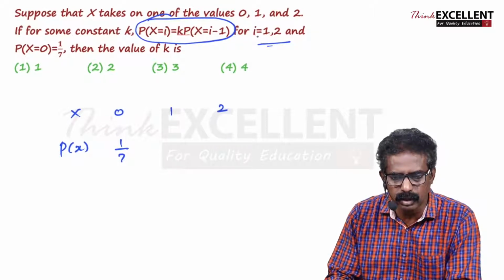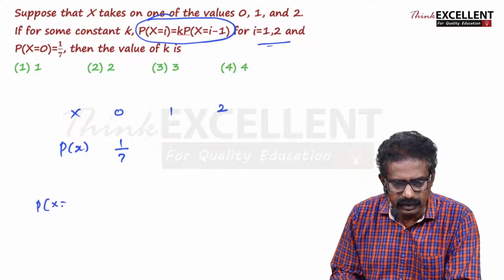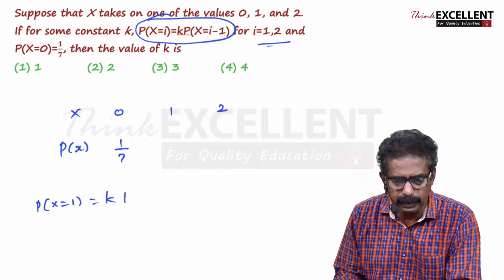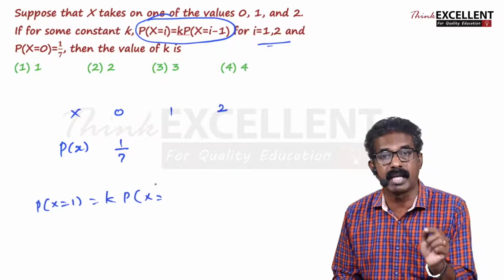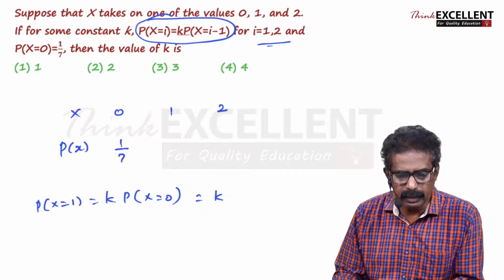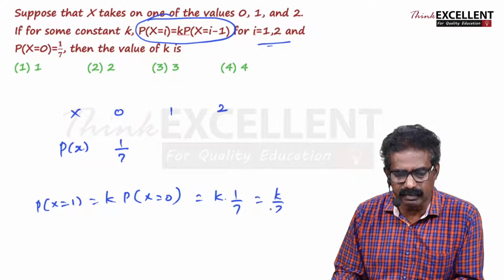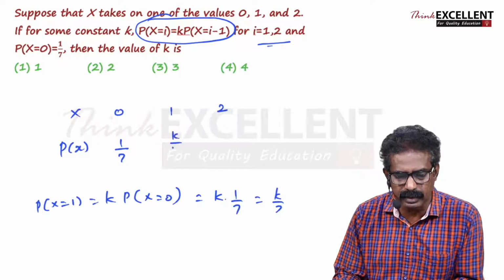What's the meaning of that? If I put i equal to 1, so P of x equal to 1 is equal to K into P of x equal to, for i you give 1, so 1 minus 1 is 0. So it is K into P of x equal to 0, which is 1 by 7. So it is K by 7. So for 1, it is K by 7.